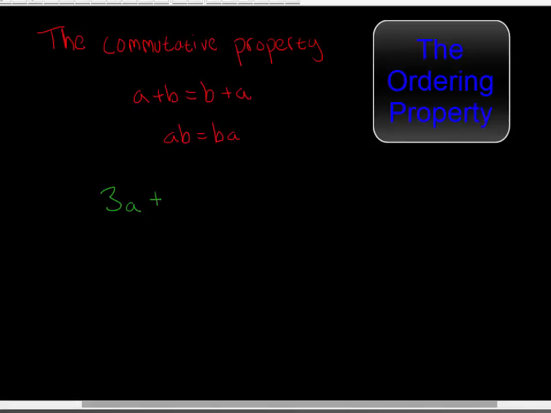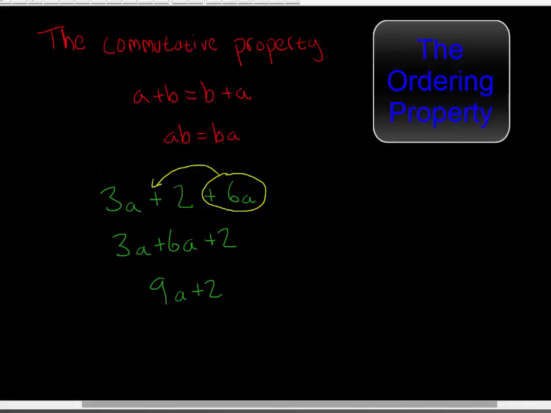Let's say you have 3a plus 2 plus 6a. What the commutative property says is that I can take this 6a, be sure you take the sign with it, and I can move it over here between the 3a and the 2. Or if I wanted, I could move it out in front also. But let's just move it there where the arrow says and rewrite. So 3a plus 6a plus 2. And then you can group the 3a and the 6a together or combine like terms to see that that's really 9a plus 2.